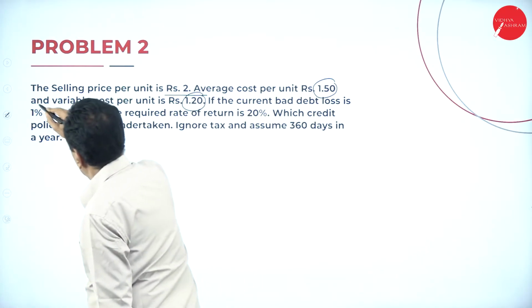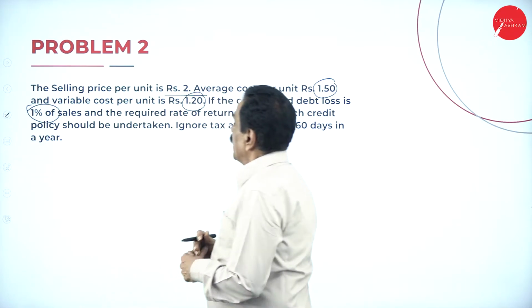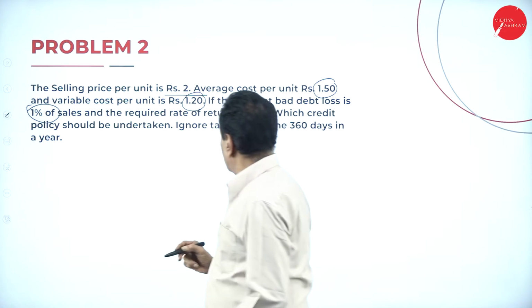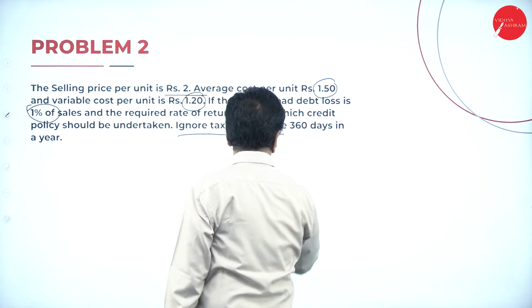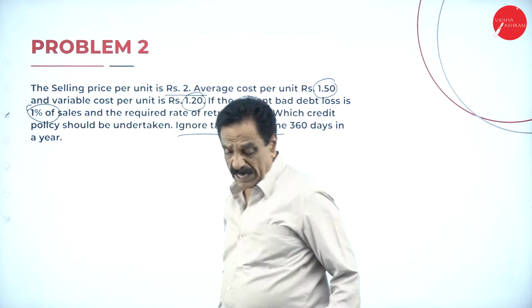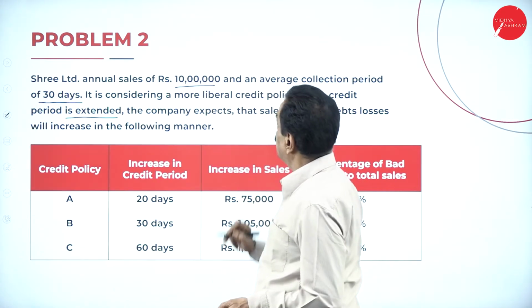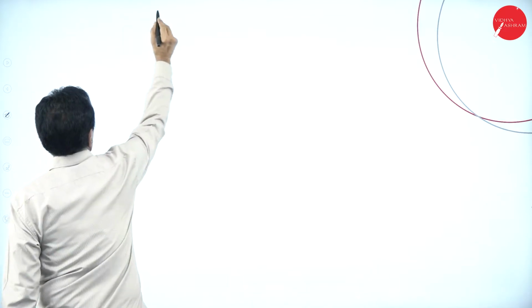Current bad debt loss is 1% of sales and the required rate of return is 20%. Which credit policy should be undertaken? Ignore tax and assume 360 days in a year. So this is the problem. Totally we have got 10 lakh rupees.